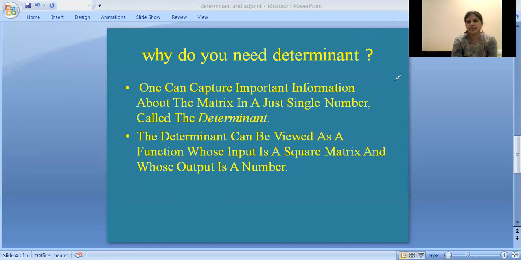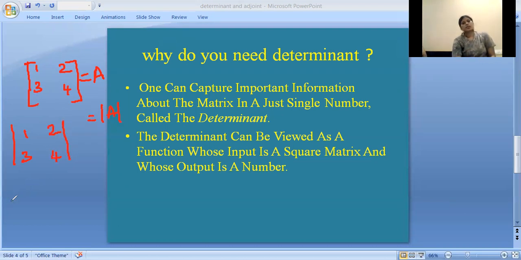We'll see some example. Let me take 1, 2, 3, 4 as a matrix A. So now we are going to find the determinant for this matrix. You have to remove the square brackets and put two straight lines. This is the symbol to represent the matrix determinant.